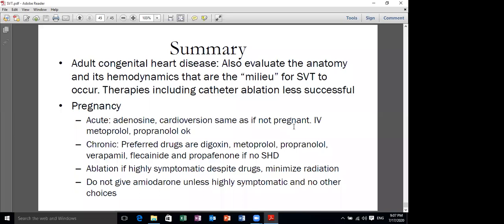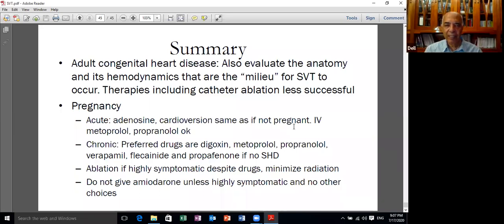ارسم اي سي جي 12 ليد الكتروكارديوجرام هتشوف البي ويف موجوده فين. مسافه بينها وبين البريدنج بتاع الكيو ار اس اكتر من 70 يبقى انت في الغالب ديلينج ويز اي في ري انتري تاكيكارديا في اكسسوري باثوي. العيان ده التريتمنت اوف تشويس بتاعته ايبيوتولايد او بروكينامايد. دول مش موجودين في مصر.